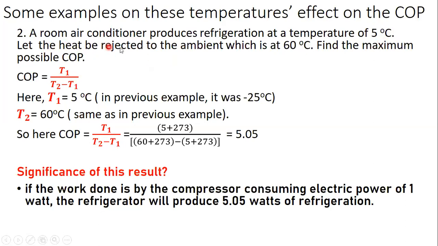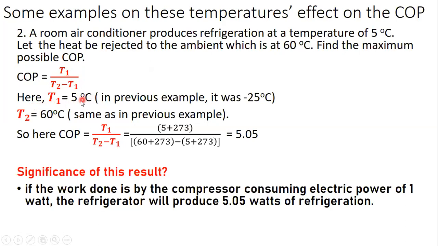Let the heat be rejected to the ambient. Ambient means the surroundings, which here again is 60 degrees Celsius. Find the maximum possible COP. Here again COP is T1 by T2 minus T1. If nothing else is mentioned, we can take the air conditioner also as working on a Carnot refrigeration cycle. So here we are assuming the COP as T1 by T2 minus T1.